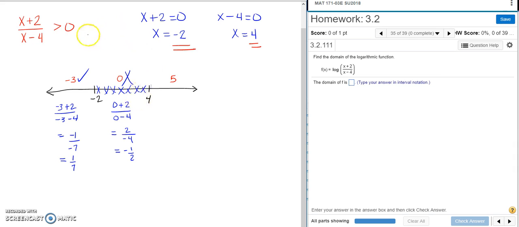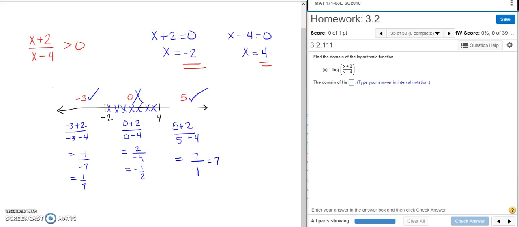Okay, so now I'm going to test the last section. So I've got 5 plus 2 over 5 minus 4, which is 7 over 1, which is 7. And that is greater than 0. So this section does work. Okay? So we see here algebraically that it's these two sections that will be good for our domain. The section that's less than -2 and the section that's greater than 4.